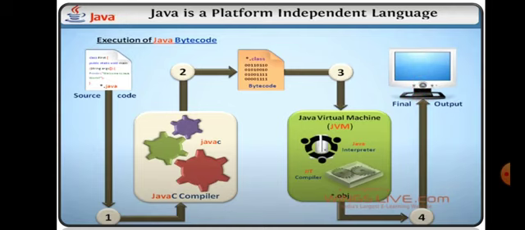Very important. Hope you understood this. I have clearly given you 1, 2, 3, 4 and finally the result is the 5th step. Hope you understood this concept of Java bytecode. This Java bytecode is very important to make Java a platform independent language.